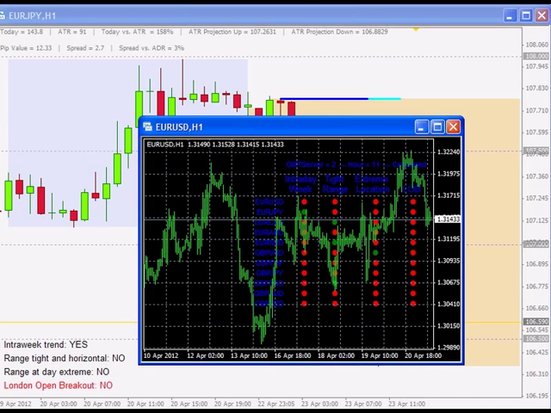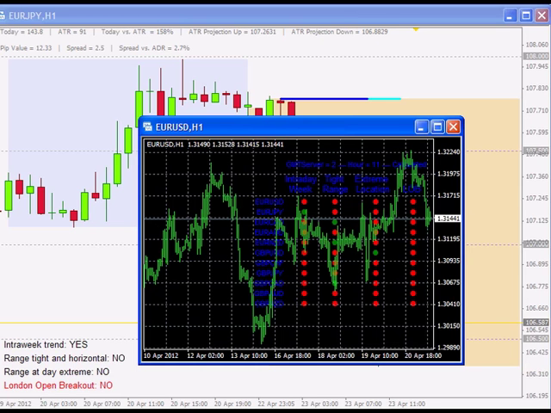Anyway, let me now show you the London Open Breakout Scanner, which is basically the same thing as the London Open Breakout Indicator, but you get to see the general outlook of the London Open breakout strategy on all the different currency pairs within one single chart window. Okay, let's go step by step.